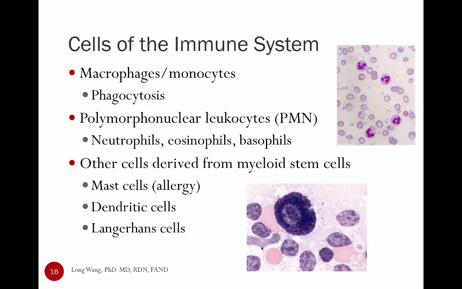We also have other cells from stem cells. For example, we have mast cells. Mast cells are responsible for allergic reactions. Then we have Langerhans cells and dendritic cells. All the cells have different roles, and it's quite specific actually. We simply don't have enough time to talk in much more detail.